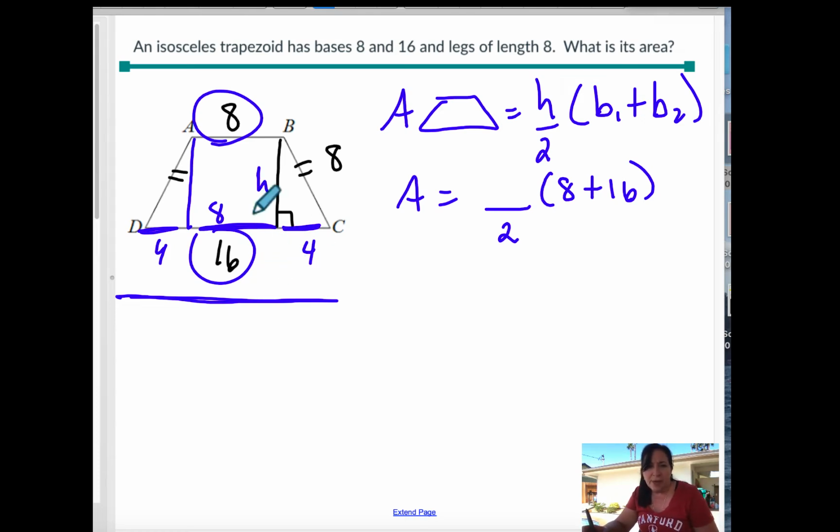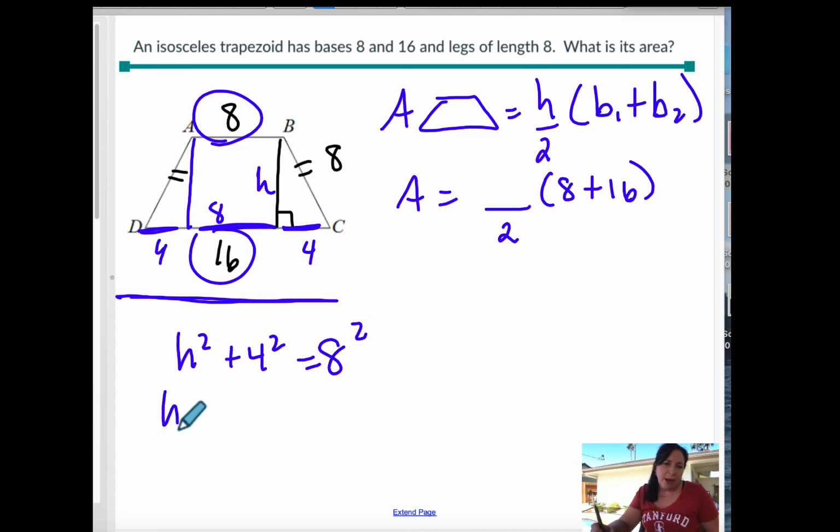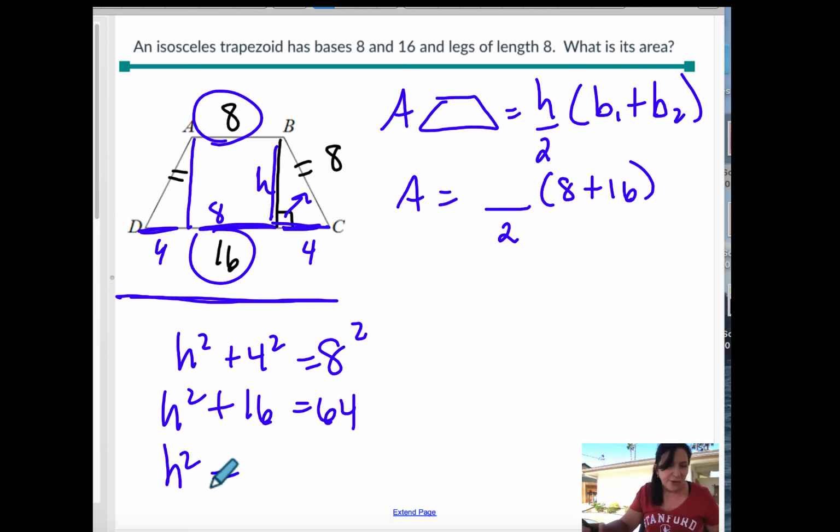So just again, I'm going to use the Pythagorean theorem to find that height. In order to do that, I'm going to go height squared plus 4 squared is equal to 8 squared. So my leg plus leg, that's the Pythagorean theorem, h squared plus 4 squared equals my hypotenuse squared. The hypotenuse, by the way, is always opposite the right angle. So we have plus 16 equals 64. So height squared equals 64 minus 16.